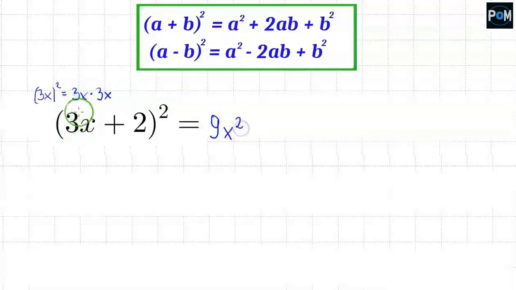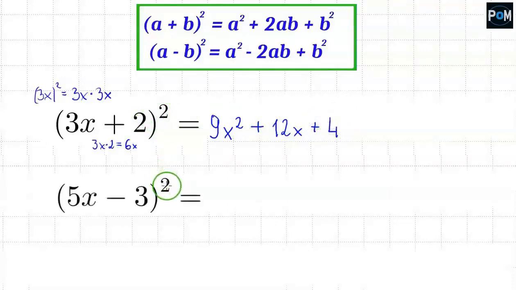So for now, we've squared it. We put a plus sign. And now we need to multiply this 3x by that 2. 3x times 2. Here we get 6x. And the result from this multiplication, these 6x's, we need to double it. That makes 12x's. And finally, we square this 2, and that's 4.